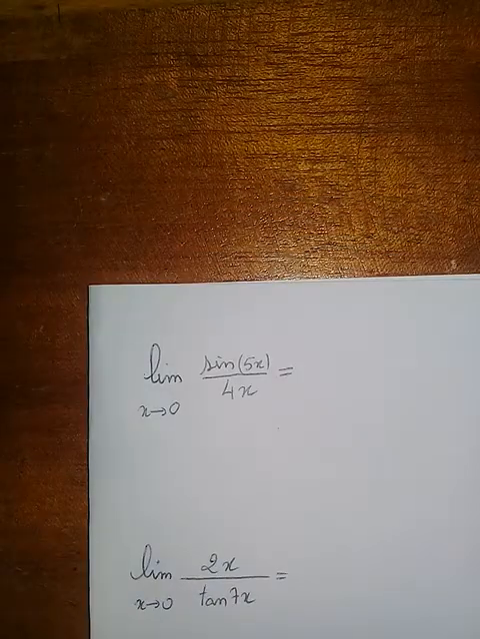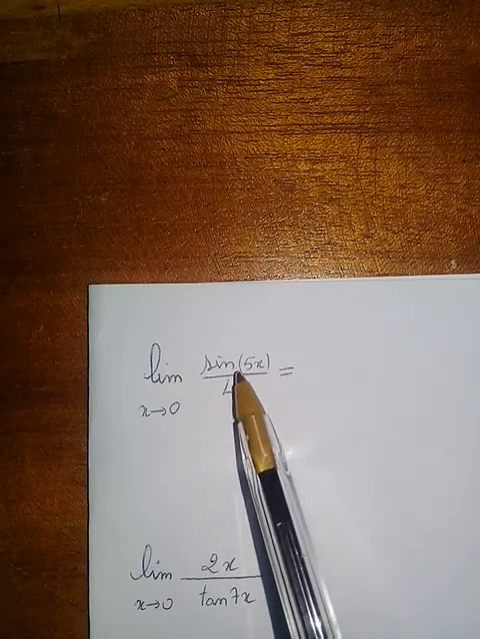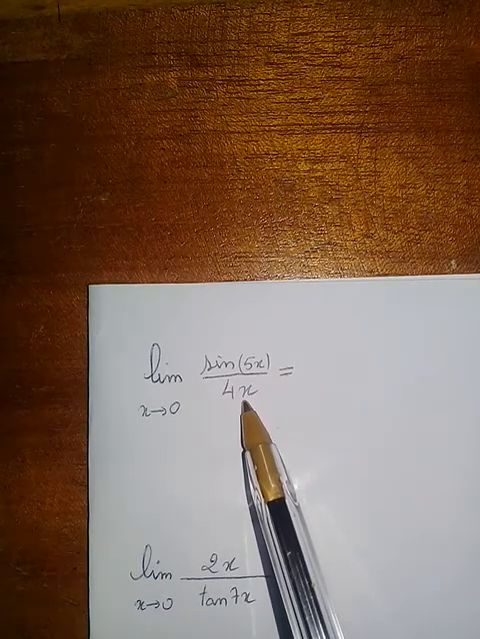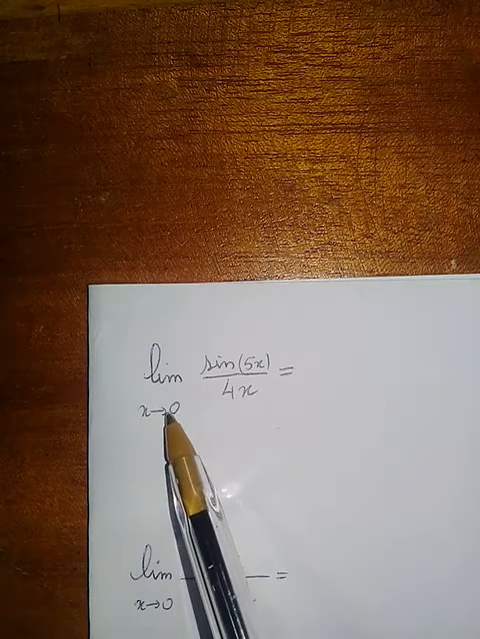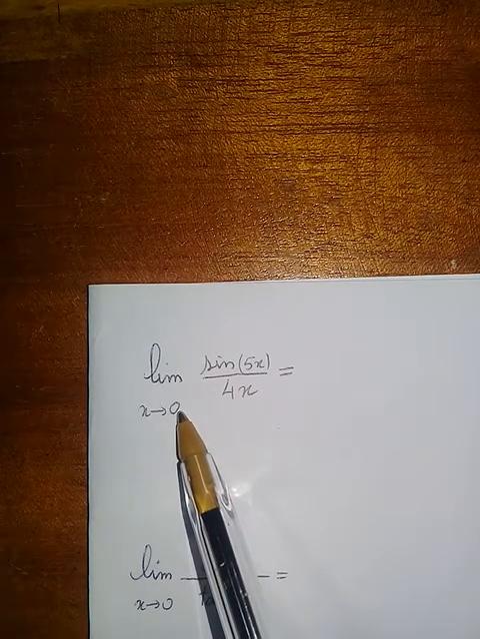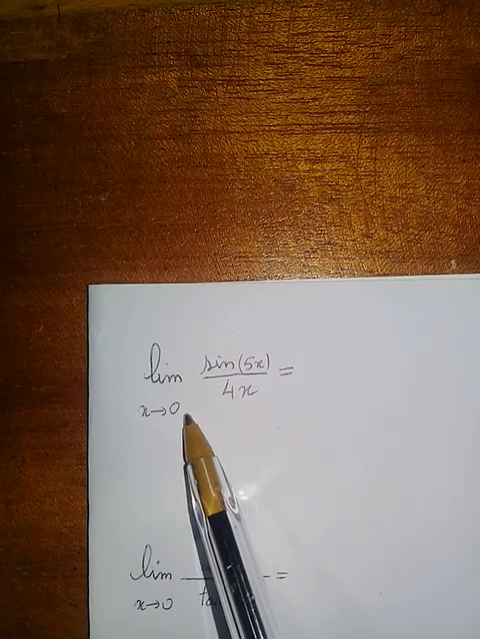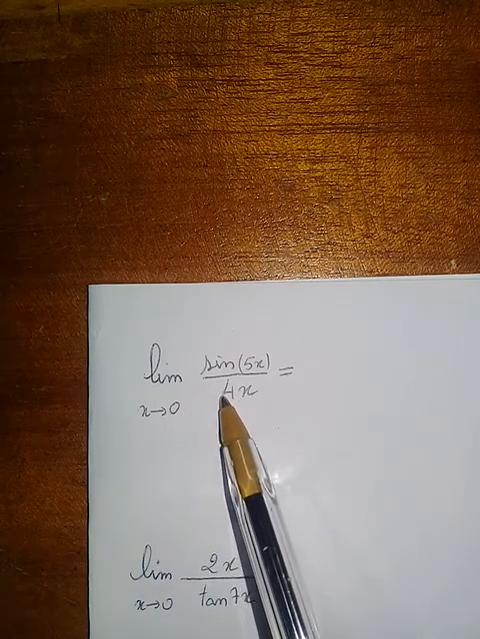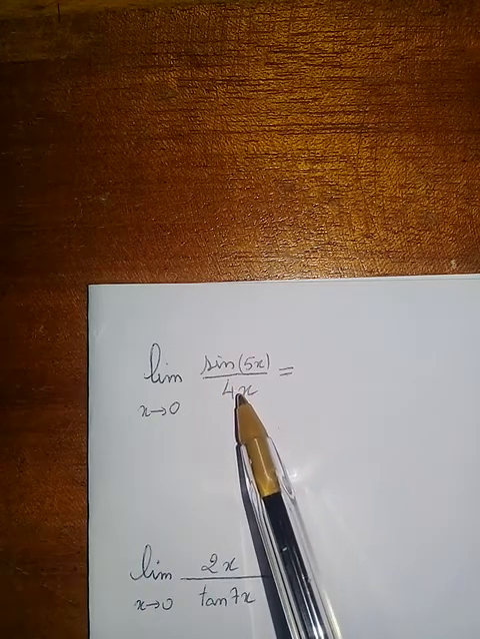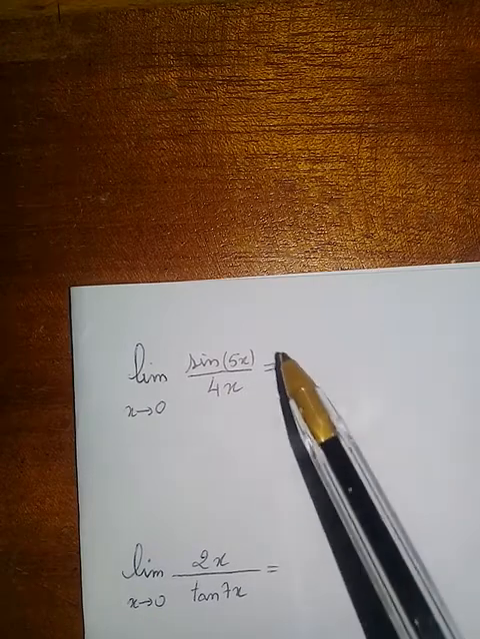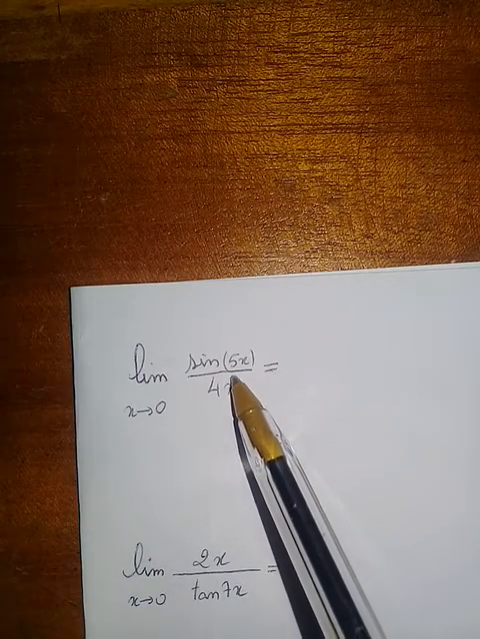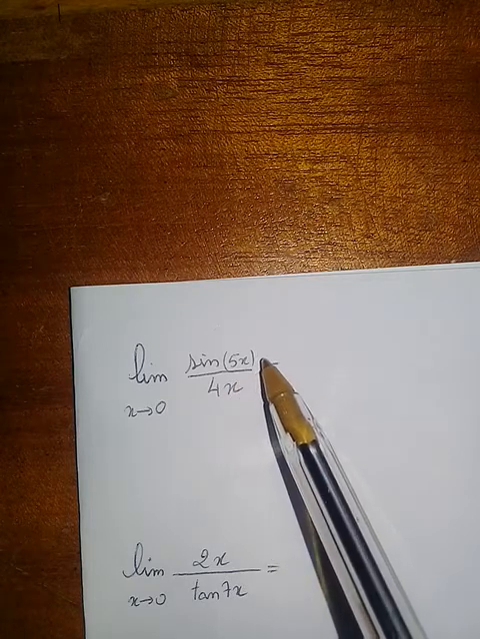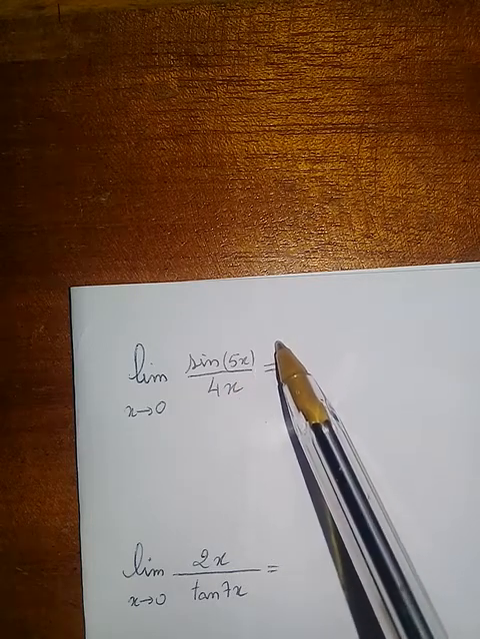So to start with this one, if we had sine 5x over 5x, it's 1, because when x approaches 0, 5x also approaches 0. But here we have 4x. So we need simply to multiply here by 5 to get 5x, and then multiply here by 5.